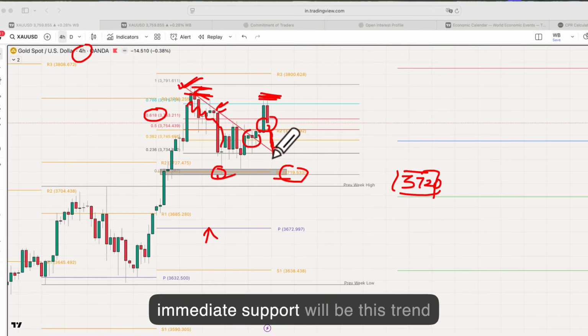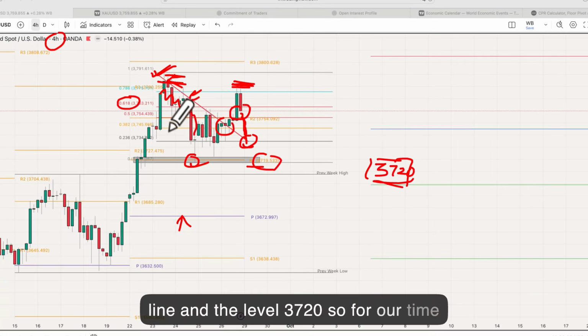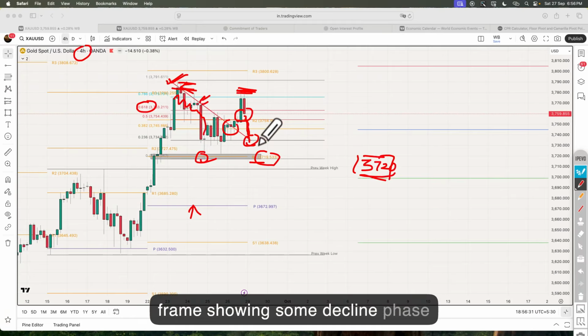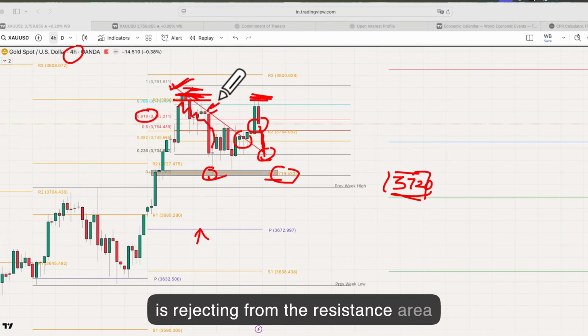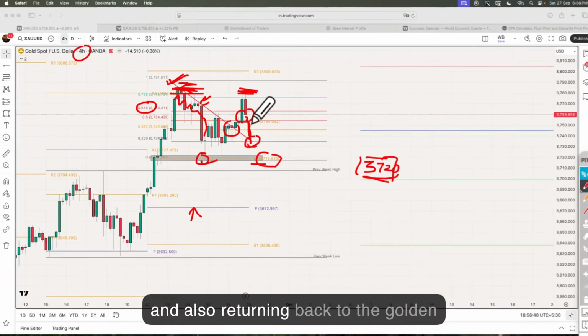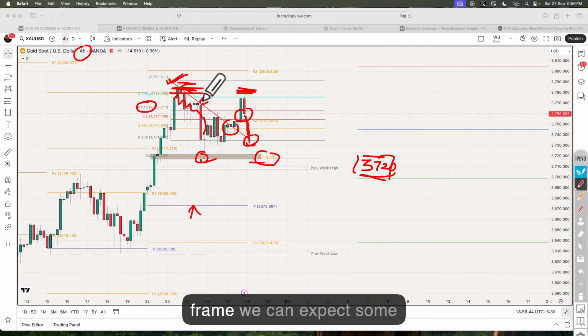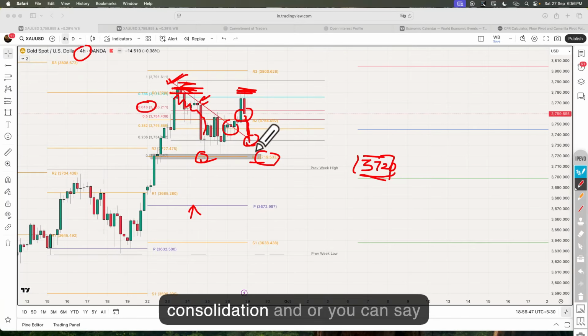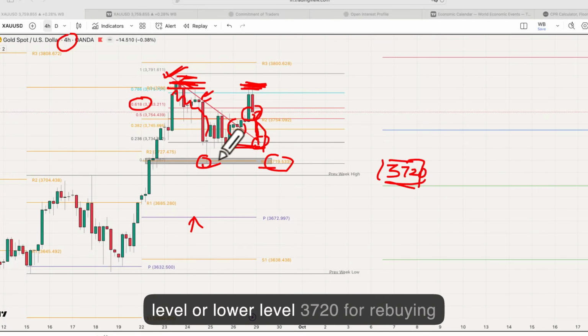So yes, the immediate support will be this trend line and the level 3720. So the 4-hour time frame is showing a decline phase that we can expect, because the price is rejecting from the resistance area and also returning back to the golden Fibonacci level. So yes, on the 4-hour time frame we can expect some consolidation, or you can say decline, and we have to wait for this level or the lower level 3720 for rebuying.